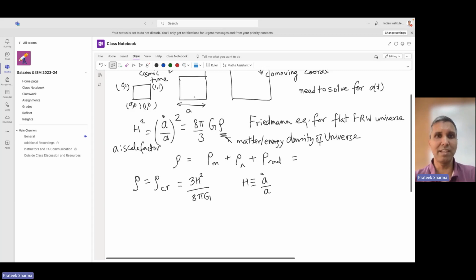The physical size, you see, is a times the coordinate size, the separation of 2 points. So a is the scale factor, and a is equal to 1 plus z inverse, where z is the redshift. At redshift 0, which is now, your a is 1. At higher redshifts, a is smaller and smaller. So the things which are closer together at higher redshifts have sort of gone far away.